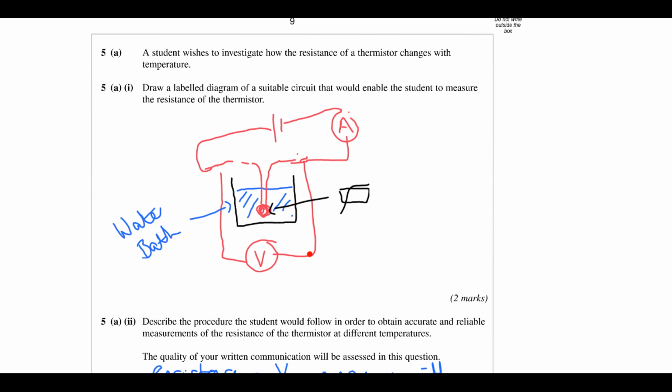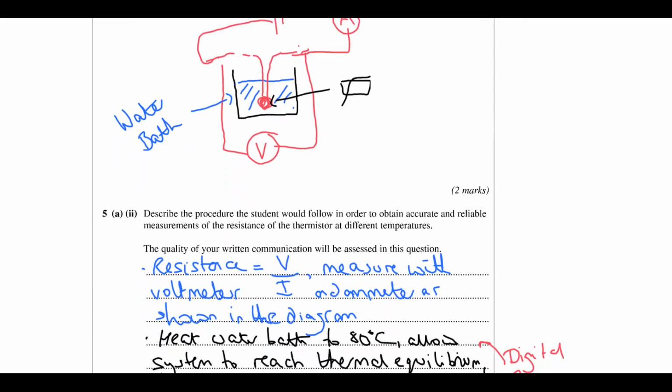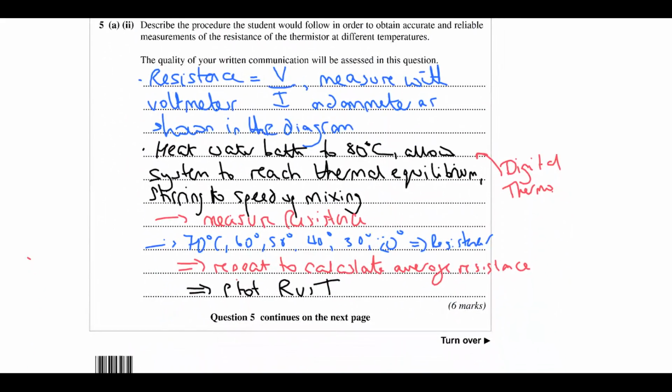A voltmeter is kept in parallel across the thermistor. An ammeter is used to determine current, and we've got our power source to provide some current in the first place. I've labelled the water bath because it's not a standard component. This thermistor is there. So that's the general setup we would use. The next part is going to be describing how we would use it.